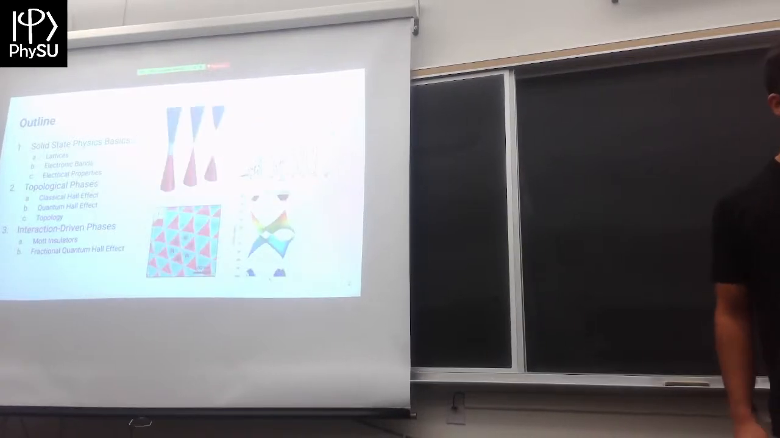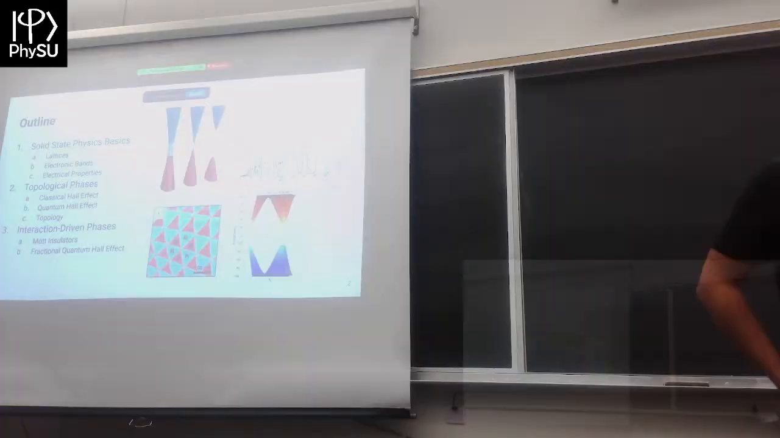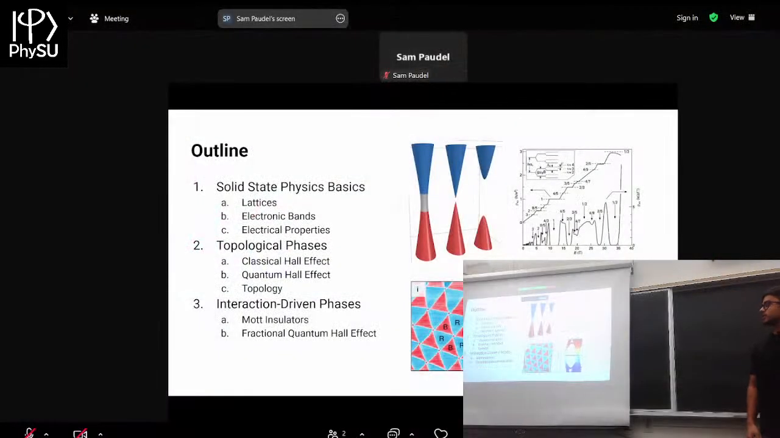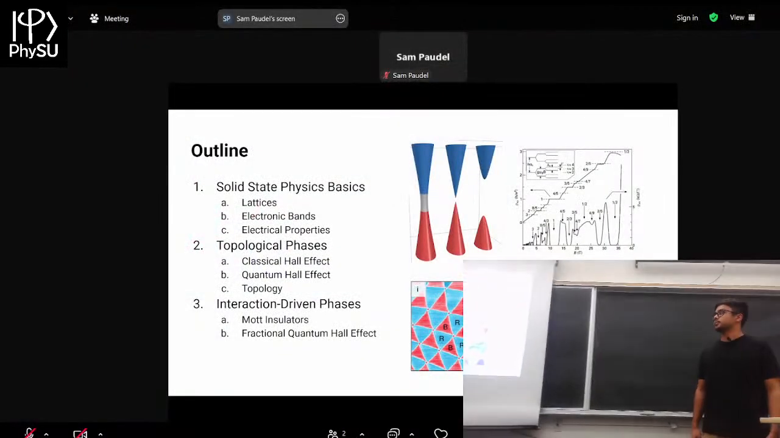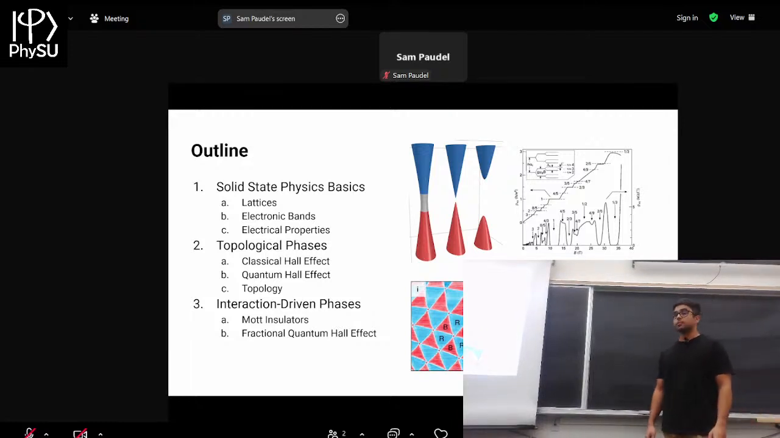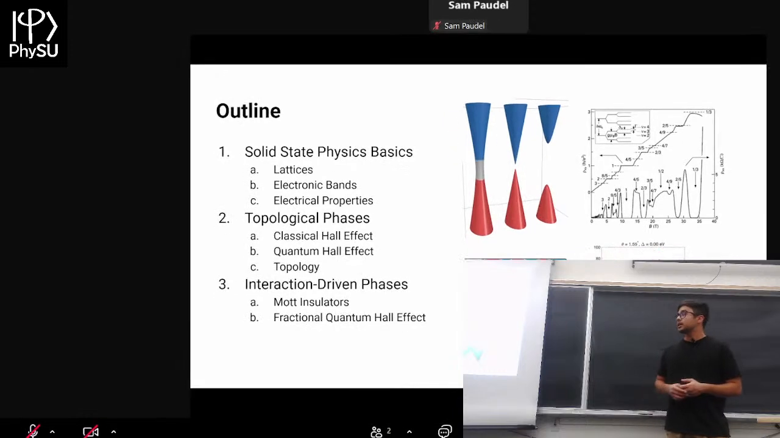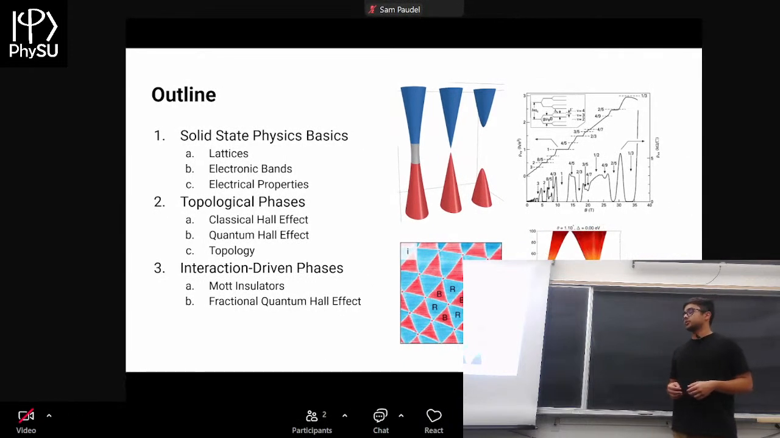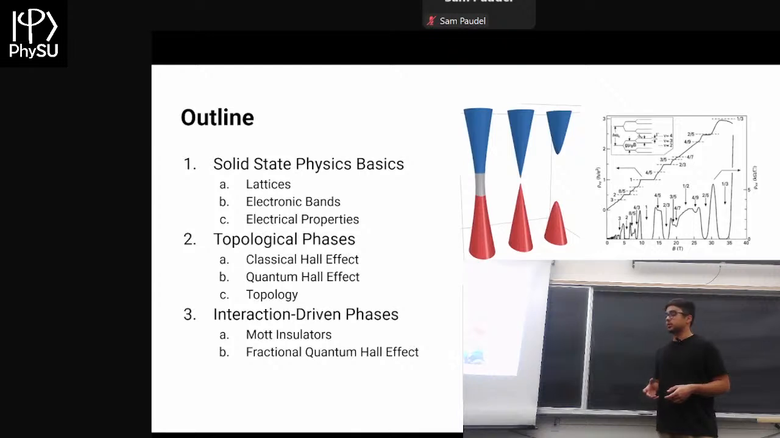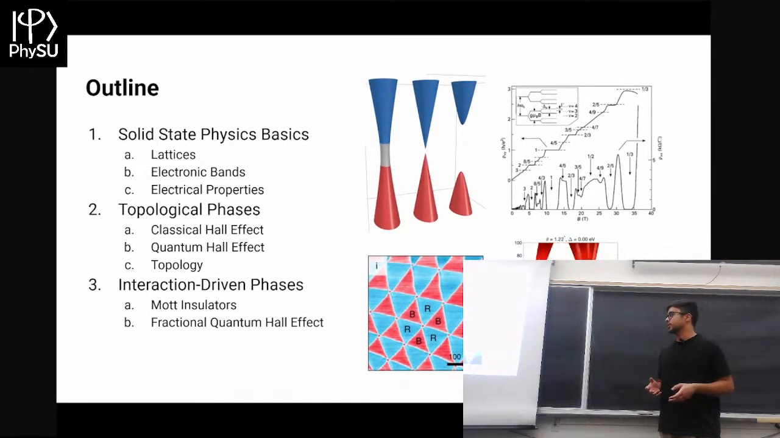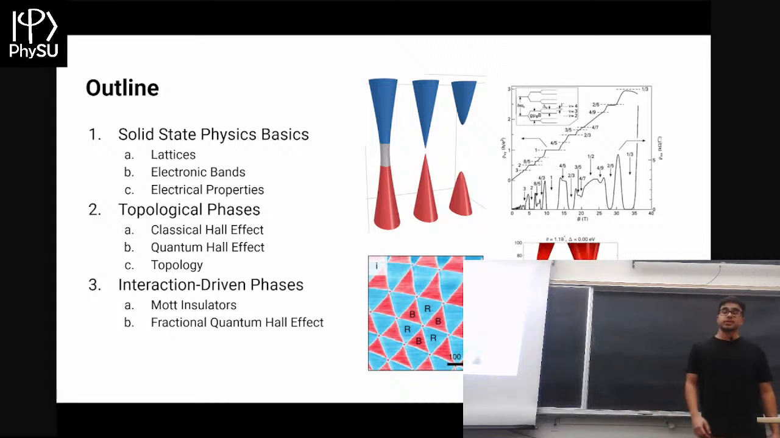For a brief outline, first off, I'll start with some basics of solid-state physics. That includes a lattice, what electronic bands are, and electrical properties of solids. I'll move on to topological phases. That includes the classical and quantum Hall effect, if you've heard of those. I'll also talk about topology. And then towards the end, I'll be talking about interaction-driven phases, where the interactions between electrons are really important in these systems. Some examples of those are the Mott insulators and also the fractional quantum Hall state.